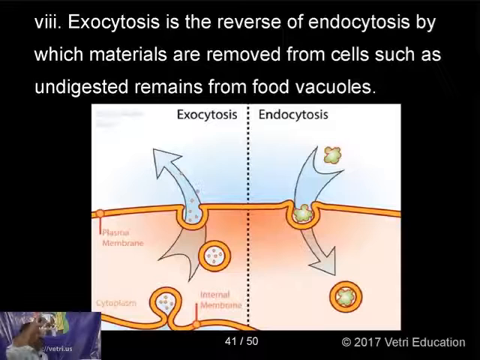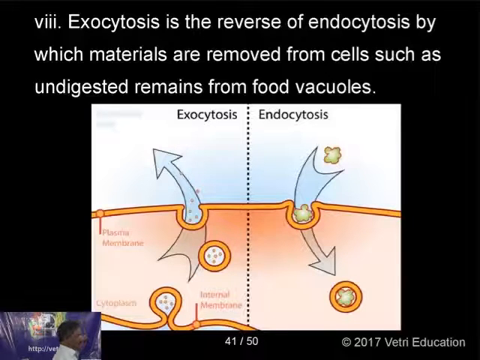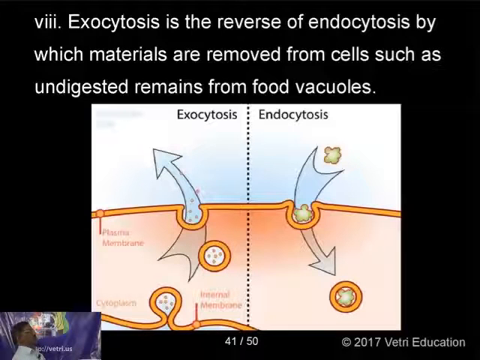Here a photograph is given regarding endo and exo. The plasma membrane is involved inside, taking the material in. In the same way, taking the waste material and sending it outside, that is exocytosis, and this is the endocytosis. Exocytosis is the reverse of endocytosis, by which materials are removed from the cells, such as undigested remains from the food vacuoles.